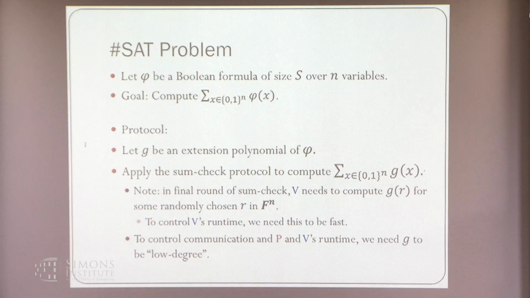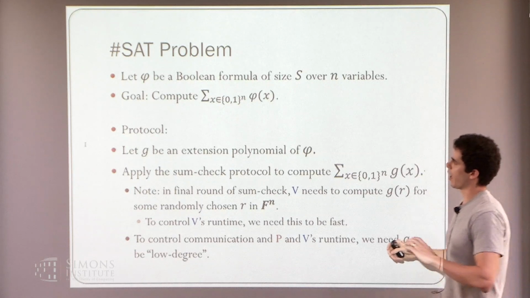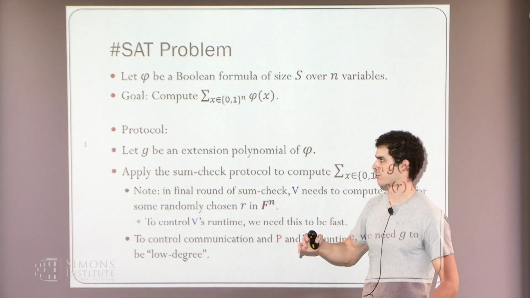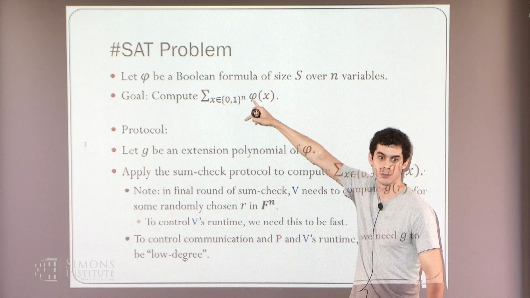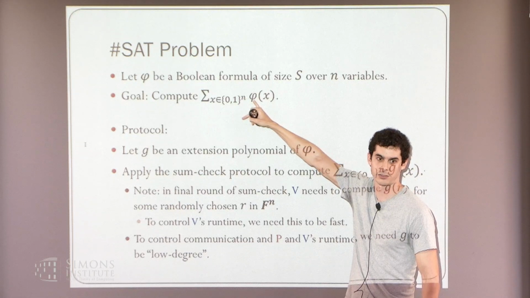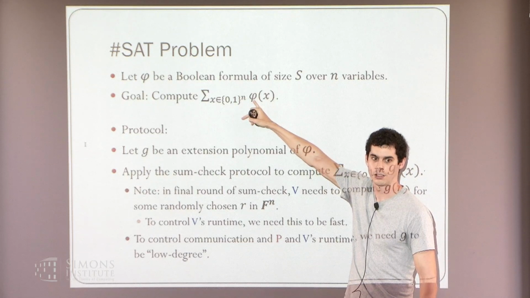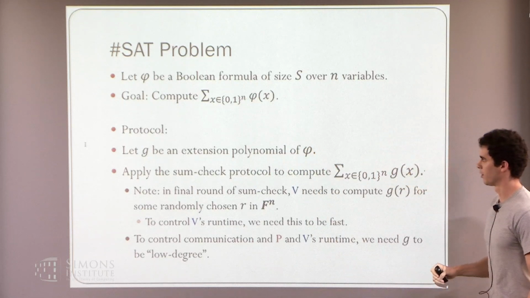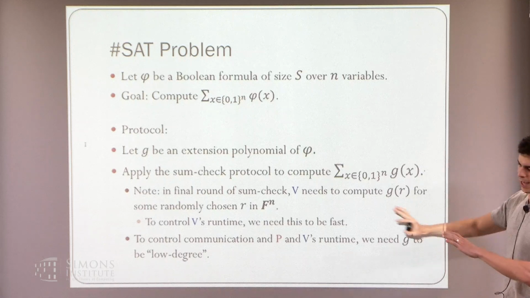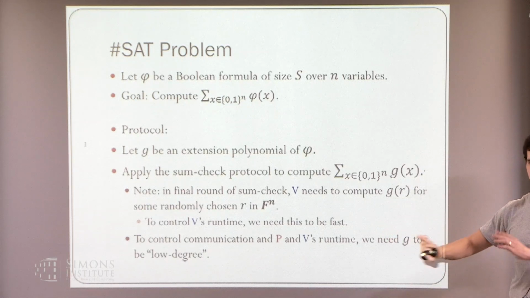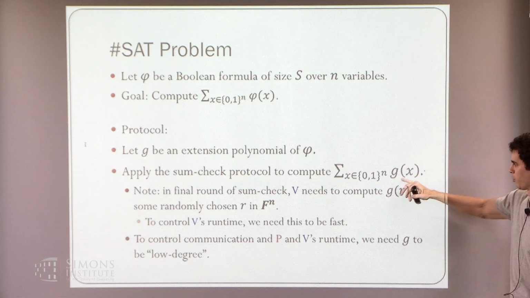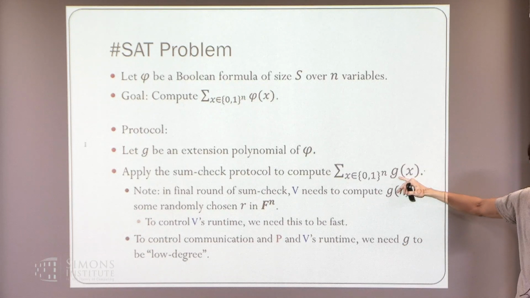There's no F here? Like before, the extension polynomial G was defined, but there's no F. Right. Yeah, so the F from the previous hour that we were talking about extensions of is this phi when viewed as a function from 0, 1 to the n to 0, 1. So this phi is that F. Okay. But that F was not a polynomial or anything. It was just a function from 0, 1 to the n to 0, 1. And we now need to come up with an extension polynomial of that function.